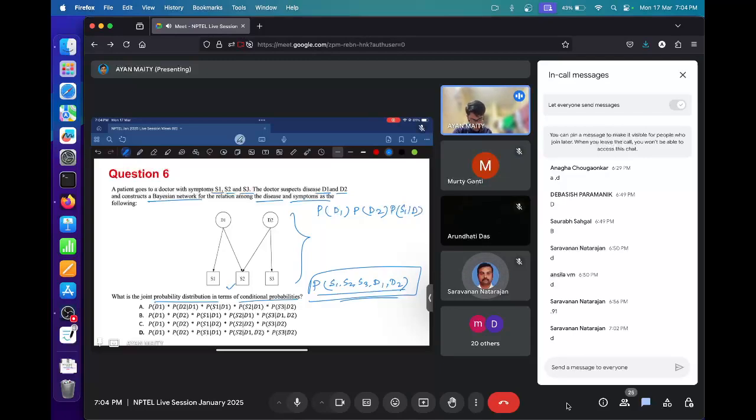And then for the node S2, S2 has two incoming edges, one from D1, another from D2. So we have to write probability of S2 given D1, D2. And finally the last variable S3 has one incoming edge from D2, so we have to write probability of S3 given D2. So this matches option D.